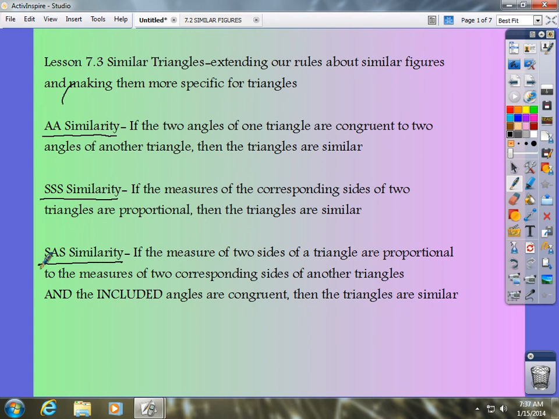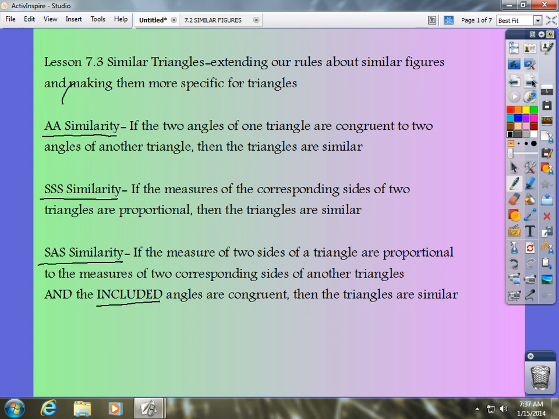We have the angle-angle similarity that says if two angles of one triangle are congruent to two angles of another triangle, then the triangles are similar. We have side-side-side, which basically says if the corresponding sides of the triangles are proportional, all three of them, then the triangles are similar. And then we have side-angle-side, which says if two sides of a triangle are proportional to the corresponding sides of another triangle, and the included angles, meaning the angle in between the two sides, are congruent, then the triangles are similar.